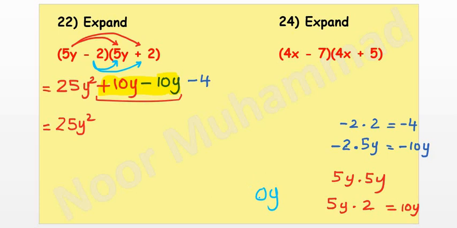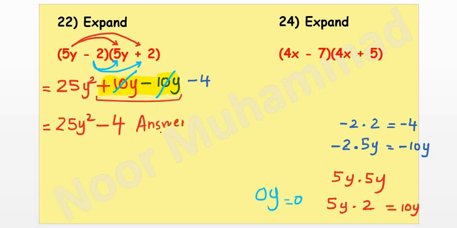Positive or negative, we do not put any symbol with the 0. 0y itself means 0 times y, which is 0. So we are getting 0 here. No need to write 0 here, just cancel these two. And what is next? Next we have negative 4. So this will be the answer.